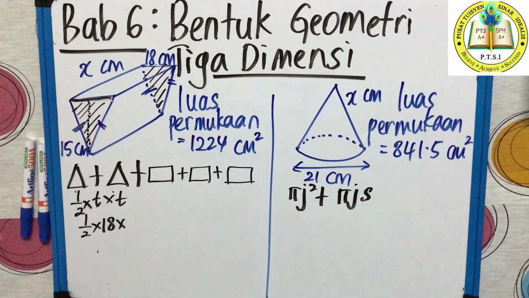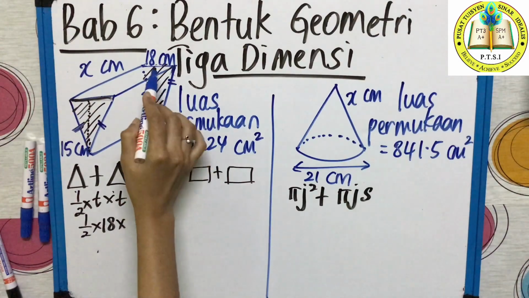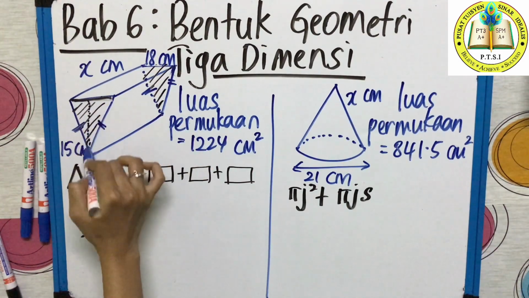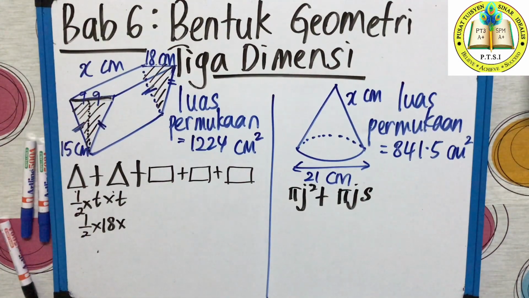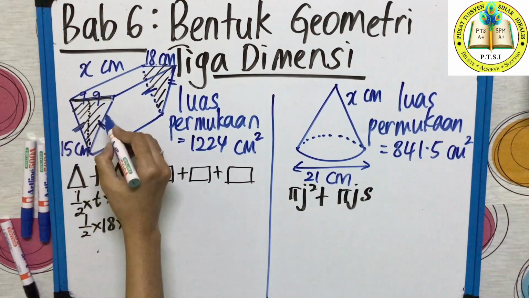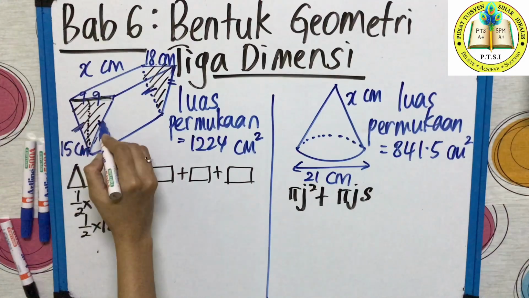So you must do Pythagoras Theorem. Kamu mesti buat theorem Pythagoras. How to do theorem Pythagoras? Very easy. You learn in Form 1, isn't it? So 18. You want to find tinggi. Here will be 9. Here will be 9. Half. So yang ni 9. Dan yang ni sudah pun diberi 15.